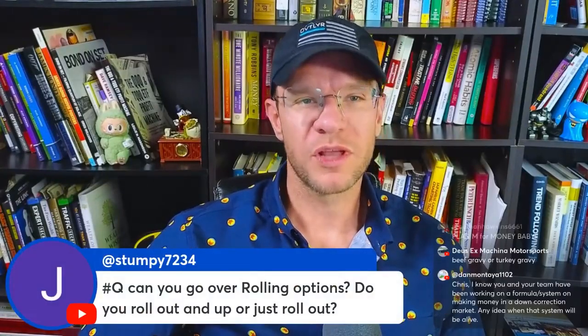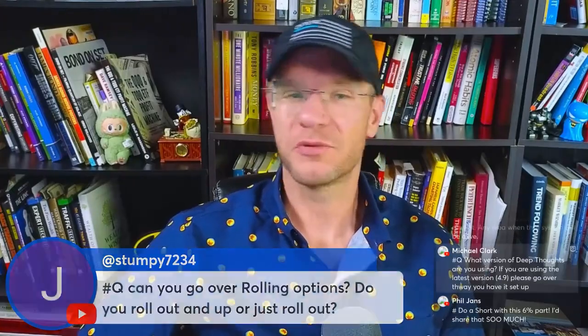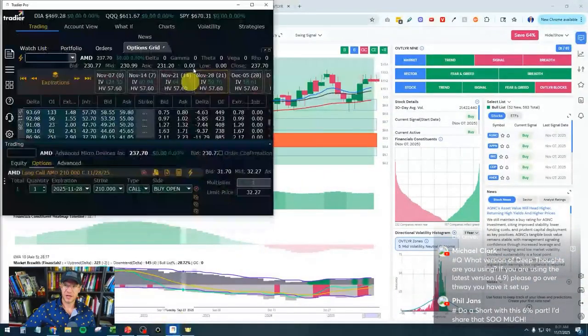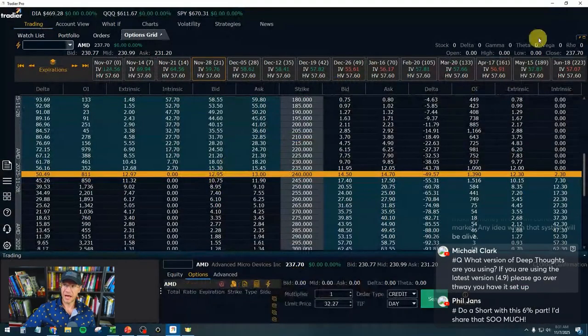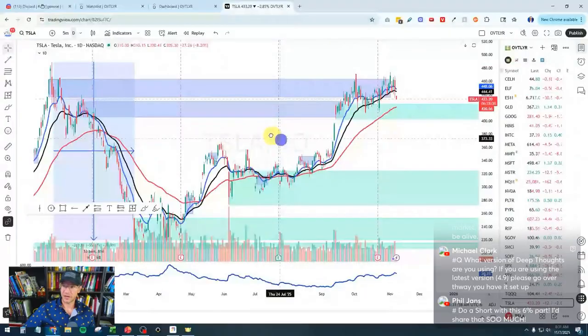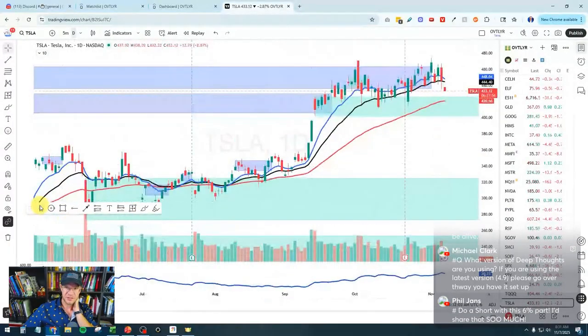Can you go over rolling options? Do you roll out and up or just roll out? Brilliant question. Okay. So rolling an option is an offensive move, right? Some trading educators will tell you about rolling options when things aren't going your way. Absolutely not. First off, if you are in a trade and it's working, imagine you bought, I've got Tesla on my screen right here. This is just a hypothetical.